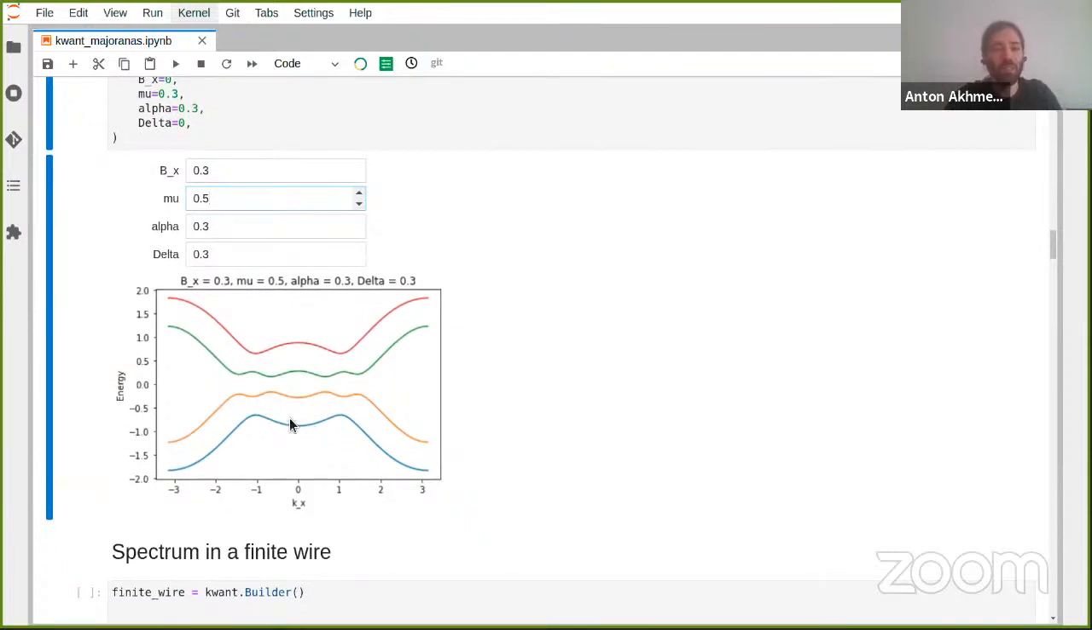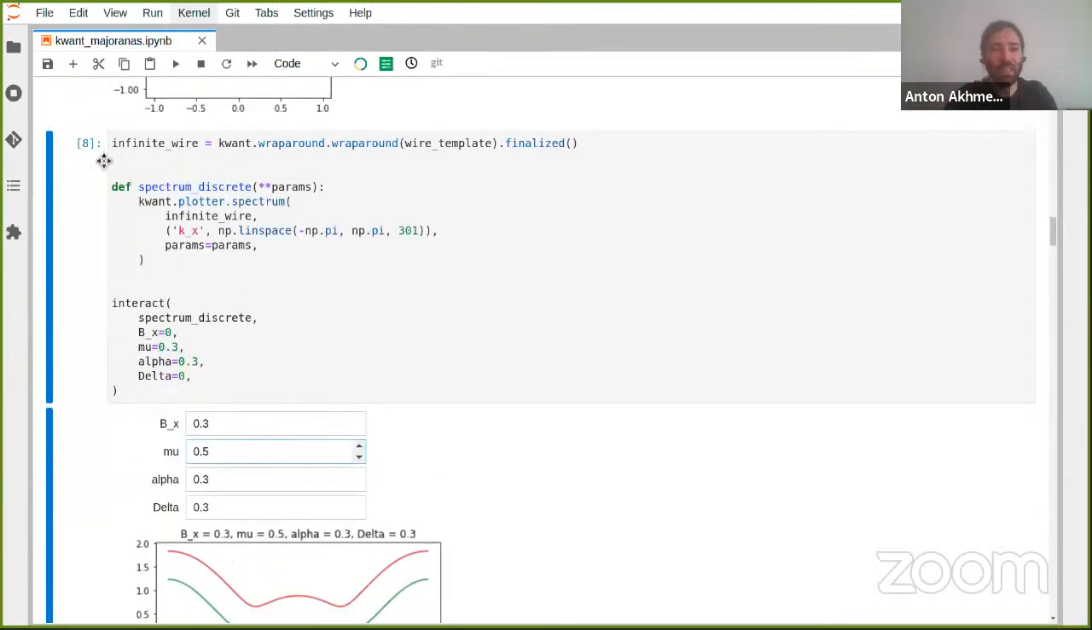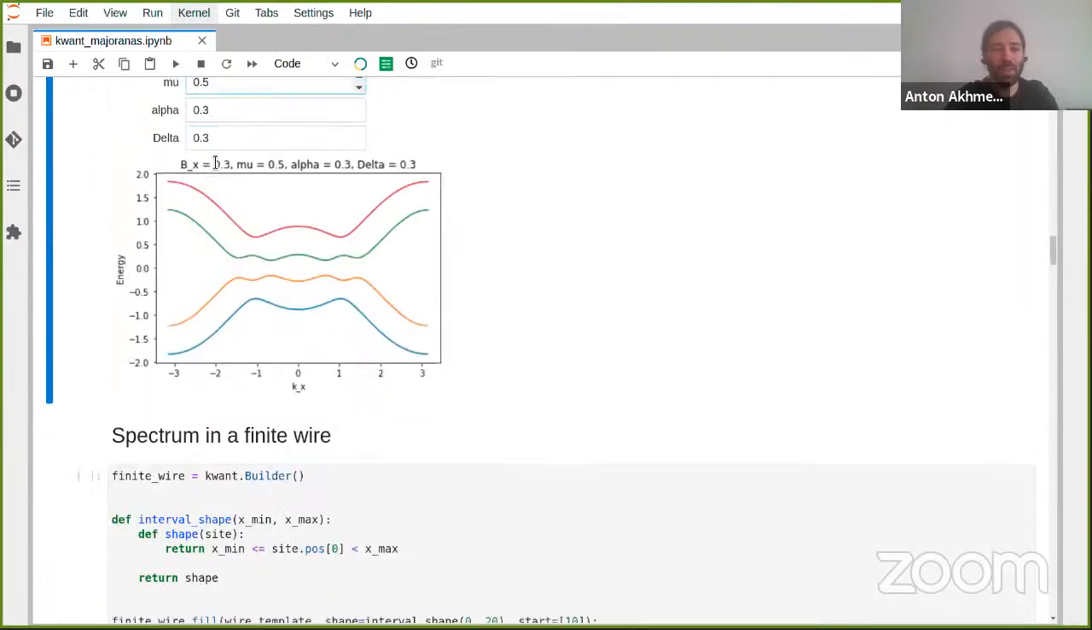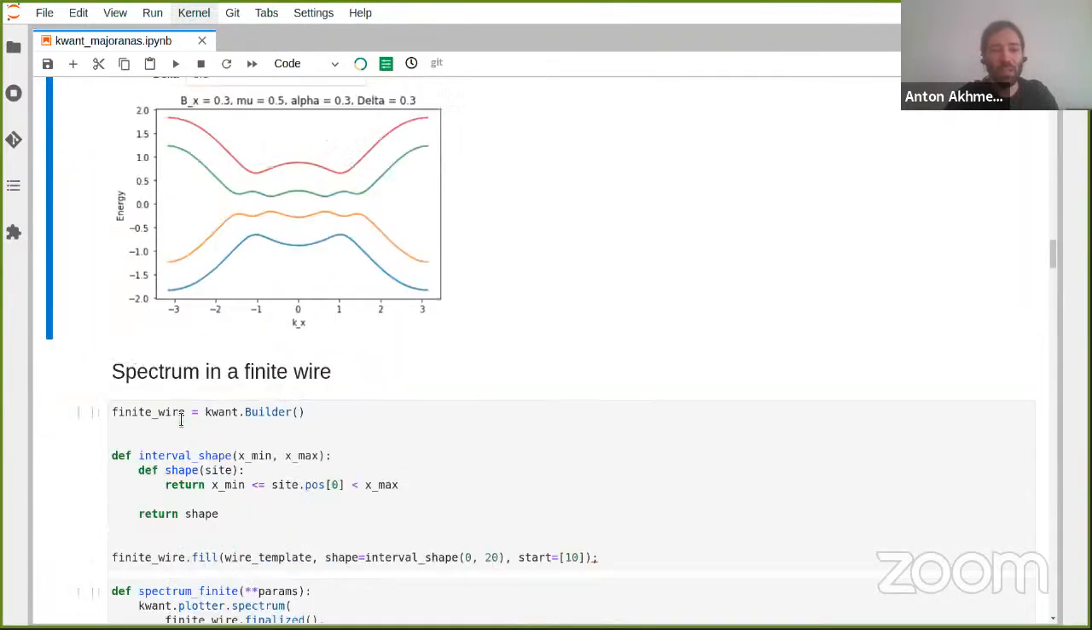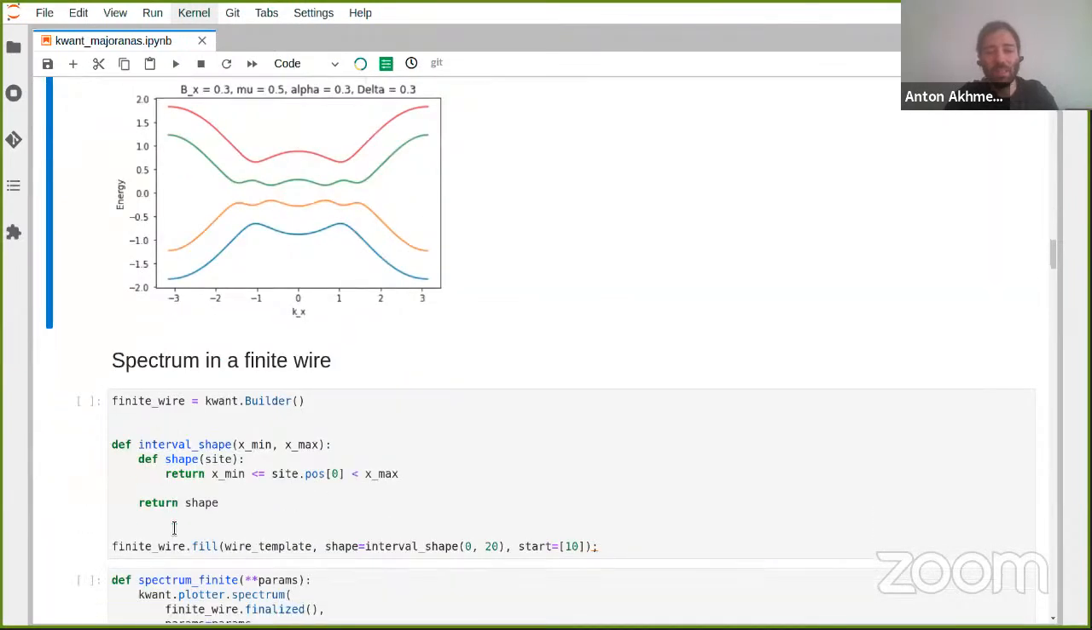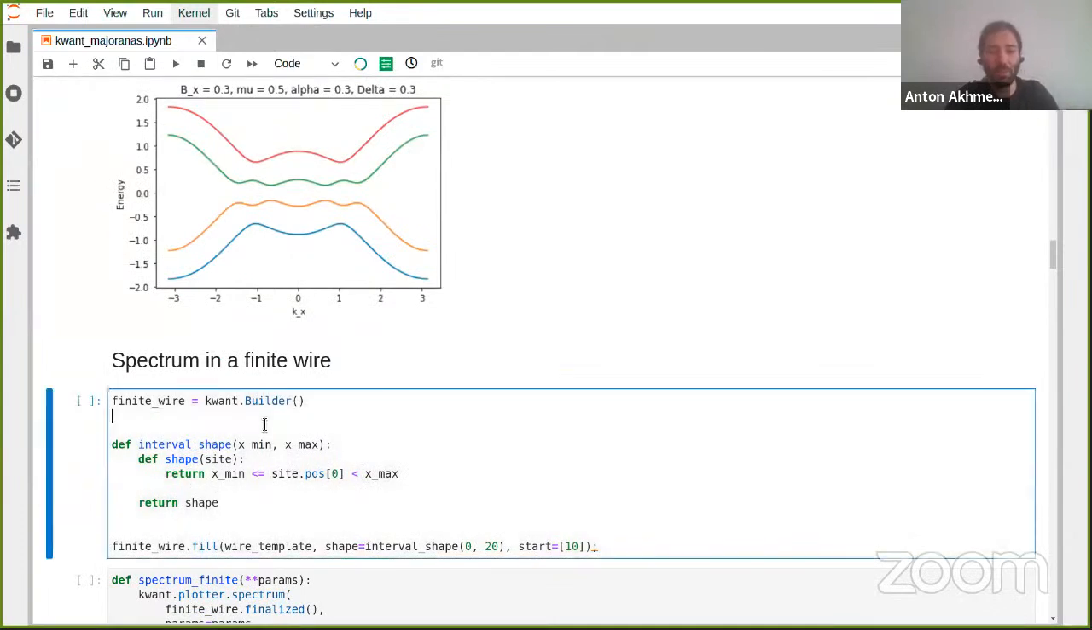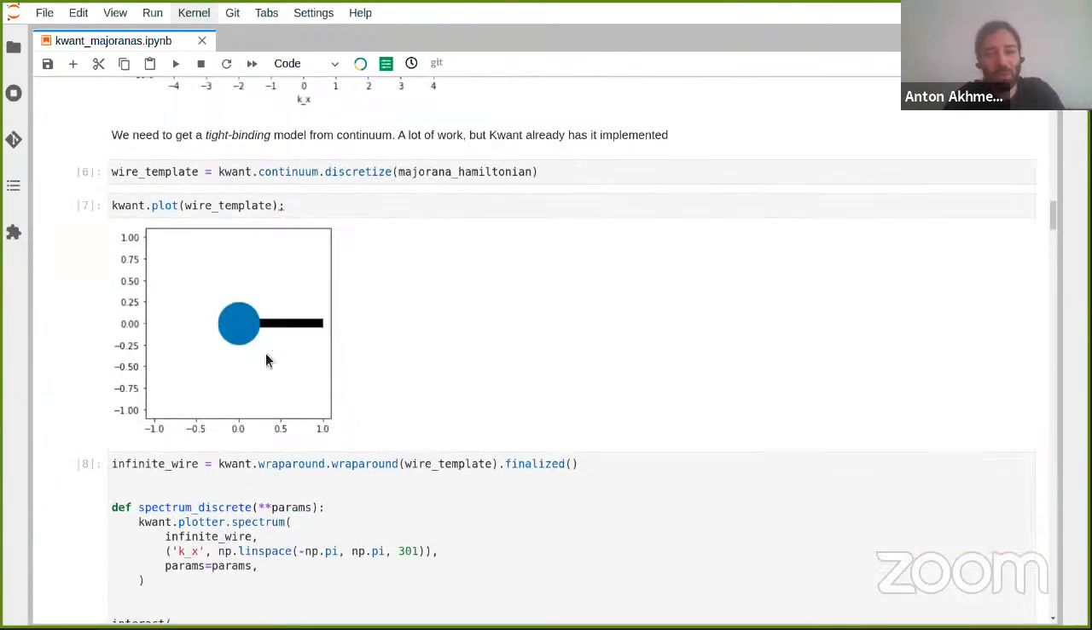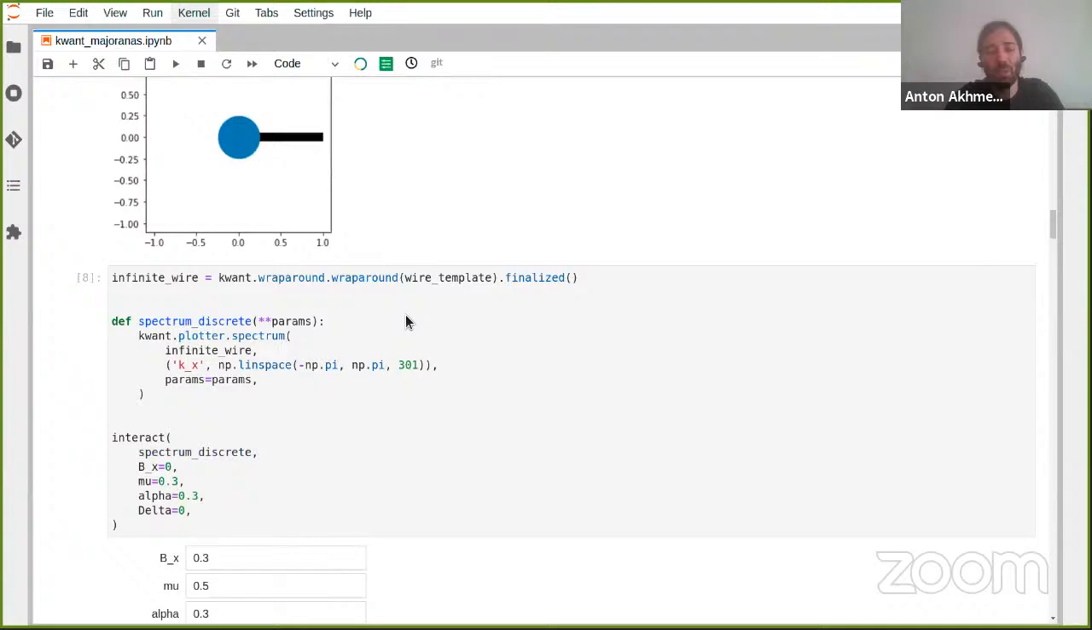All right, so now we have discretized the Hamiltonian. We obtained a template that is an infinite wire. So now let's create a finite system, compute the spectrum and observe that we indeed have a topological transition. To do this, we're going to use the same template. Remember, it's a single infinitely repeated site with a single nearest neighbor hopping.